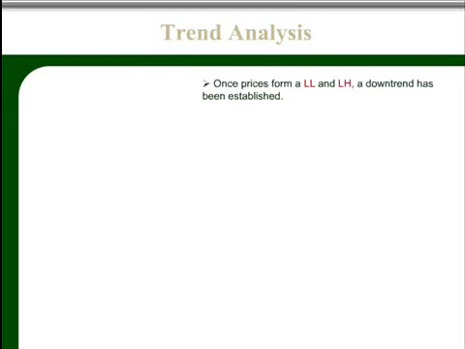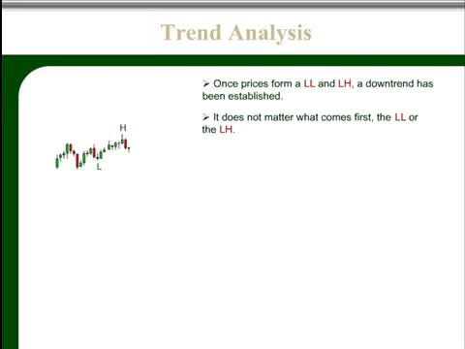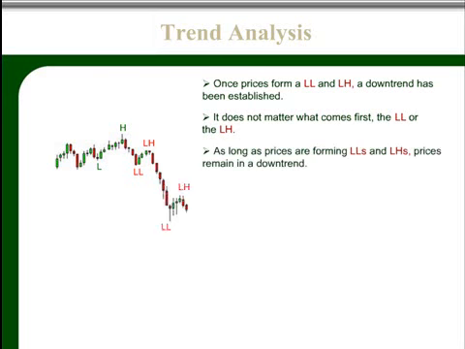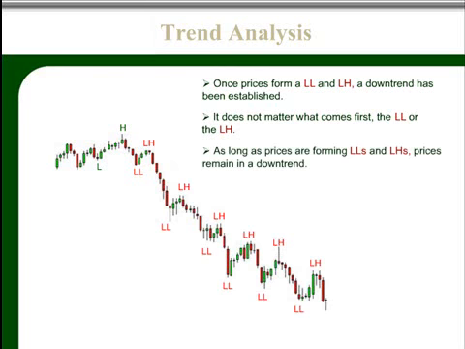Once prices form a lower low and lower high, a downtrend has been established. It does not matter what comes first, the lower low or the lower high. Analyze the most recent low and high pivots. Once prices form a lower low, analyze the next rally, and if prices form a lower high, a downtrend has been established. As long as prices are forming lower lows and lower highs, prices remain in a downtrend.